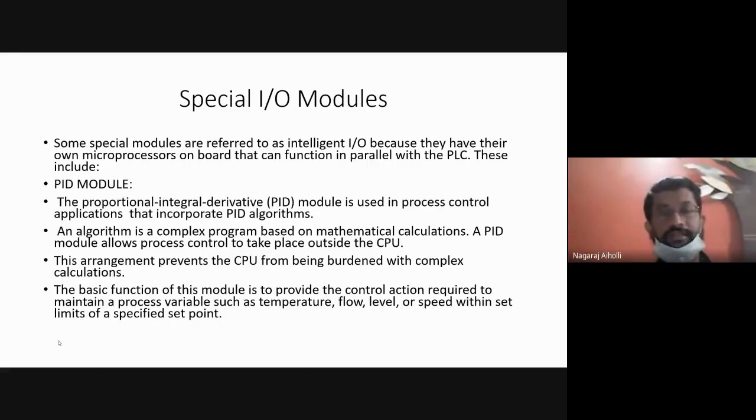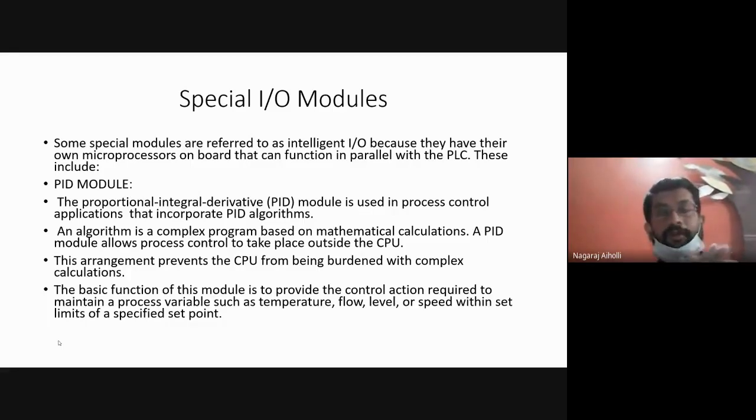Which are these different special IO modules? Let us see the intelligent IO modules. The first one is the PID module, proportional integral derivative module. P stands for proportional, I for integral, and D for derivative. If the output is proportional to the input, it is called proportional. If the output is the integration of the input, it is called integral. If the output is a derivative function of the input, it is called derivative.